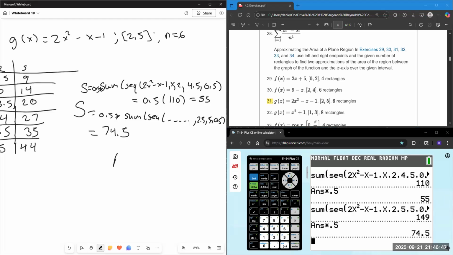And so my actual area is somewhere between this lower bound lowercase s and this upper bound capital S. It's somewhere between 55 and 74.5. That's the best that I can do right now, is to just give you bounds and say that it's somewhere in there.